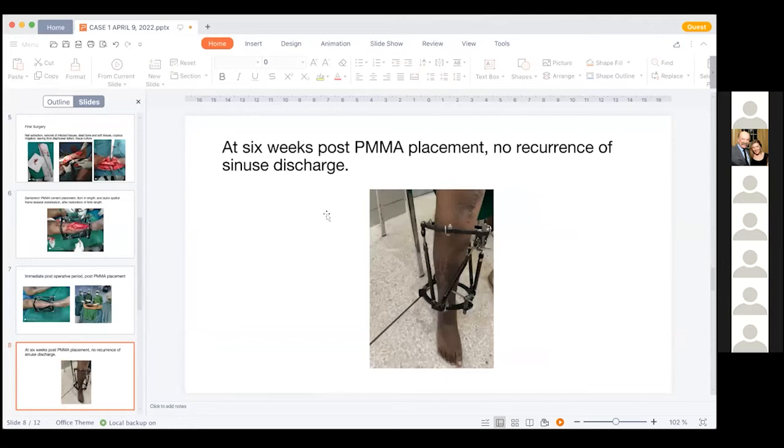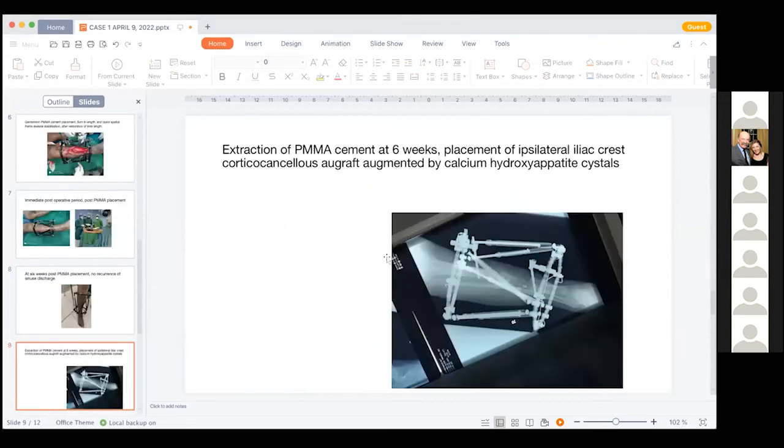At 6 weeks post the first surgery, we went back and extracted the PMMA cement. We had not seen any recurrent sinuses. So we extracted the cement and then we filled the void in the acetyl membrane with cortical cancellous iliac crest autograft. And we augmented the graft with calcium hydroxyapatite crystals.